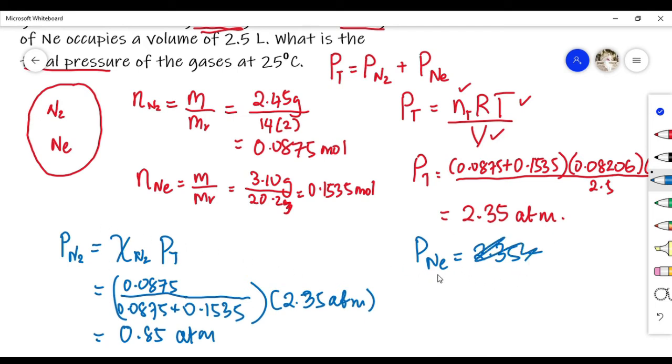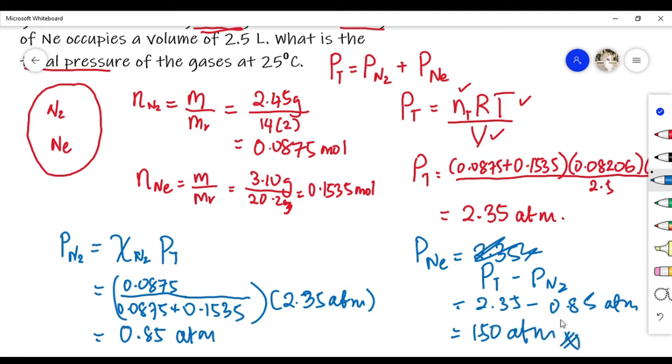Okay. So, kalau kita tulis balik, PNE is actually sama dengan PT tolak dengan PN2. Sebab total pressure is actually PNE plus PN2. Okay. So, ni kita dah ada, tolakkan 2.35 tolak 0.85 atm. So, kita akan dapat dalam this case 2.35 tolak 0.85 will be 1.50 atm. So kalau kita tambahkan kedua-dua balik, kita akan dapat 2.35. So that's how we apply Dalton's law of partial pressure into this kind of question.